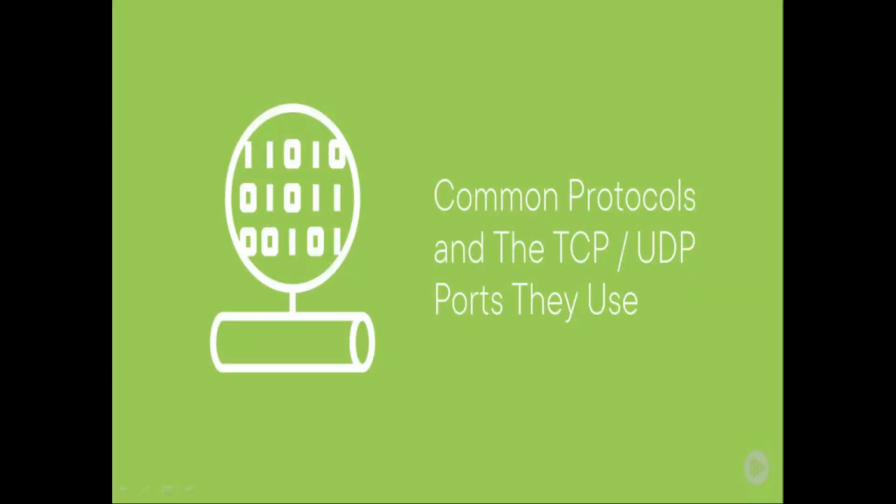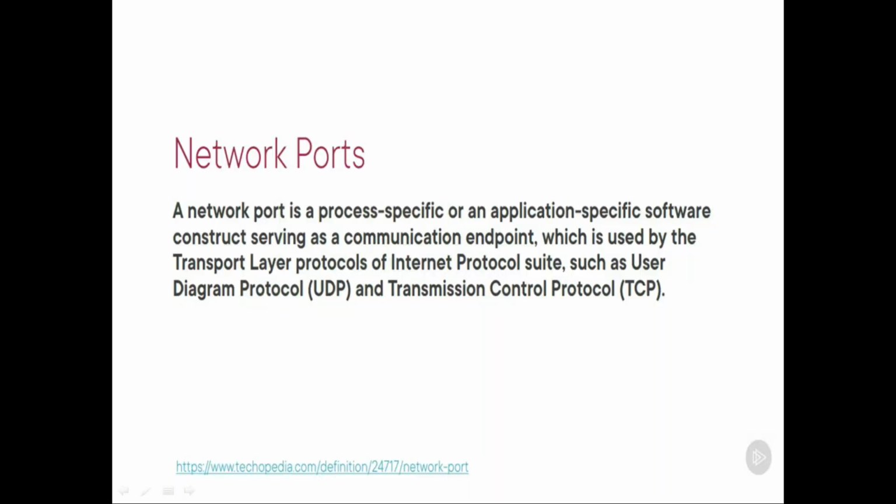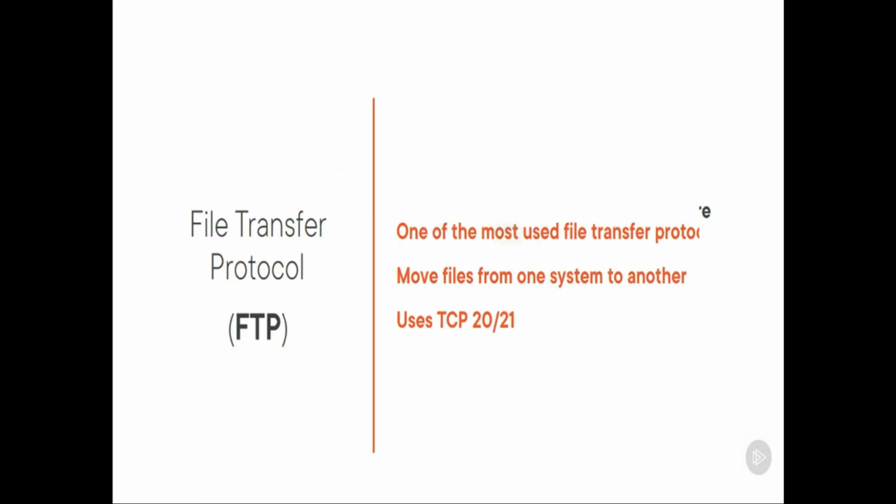So let's check the common protocols and the TCP/UDP ports they use. So network ports. What is the meaning of network ports? A network port is a process-specific or application-specific software construct serving as a communication endpoint, which is used by the transport layer protocols of the internet protocol suite, such as User Datagram Protocol, UDP, and Transmission Control Protocol, TCP.